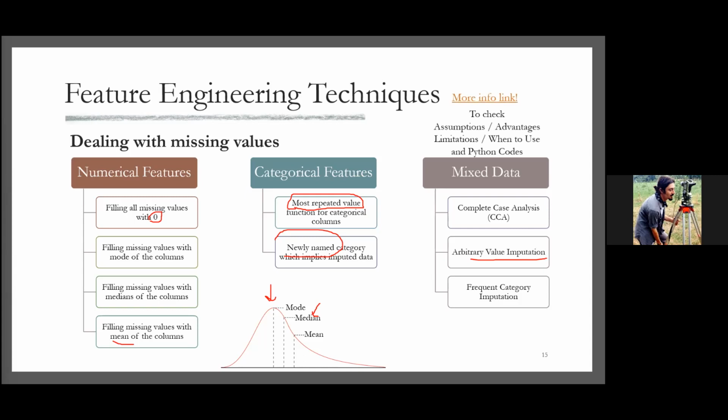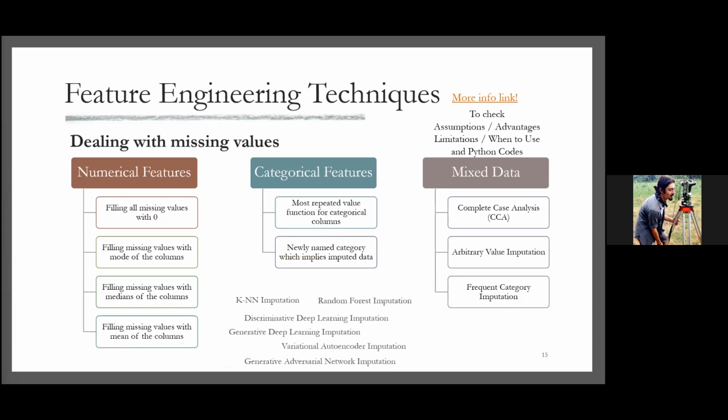So here you can find a more info link in the slide to check the assumptions, advantages, or limitations of these three methods. And also you can see the Python code, how you can use these kinds of imputation methods for your data, and also when to use them. In addition to this, there are many other imputation methods like KNN, random forest, discriminative deep learning. We can use GAN, or we can use different types of autoencoders for imputation as well.